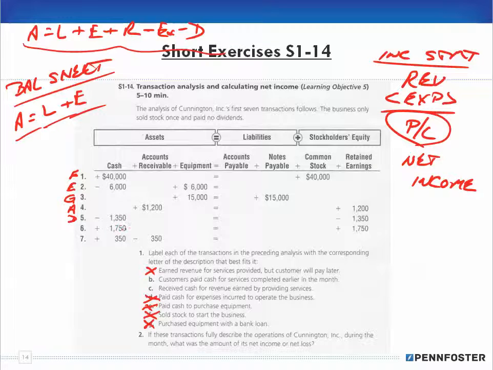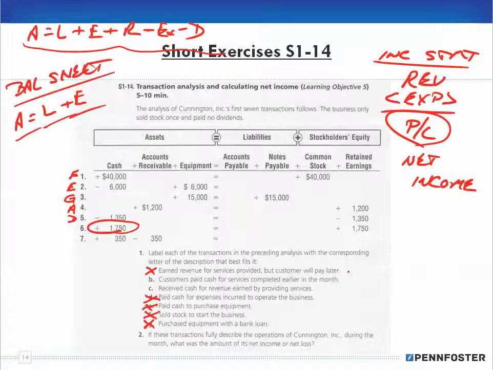We're increasing our cash by $17.50, and we're increasing our retained earnings. Okay, so again, all right, customer paid cash for services completed earlier in the month. All right, received cash for revenue earned by providing services. Right, customer paid cash, which means we're receiving cash, and it's saying here received cash. Okay, so from the cash perspective it could still be either B or C, but what's the difference here? It says for services completed earlier in the month.